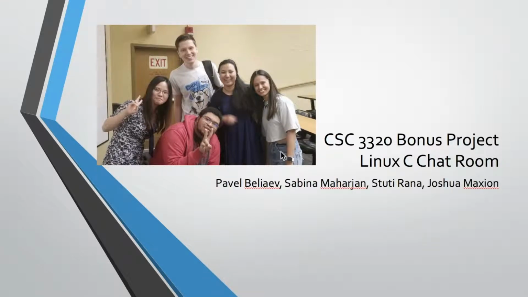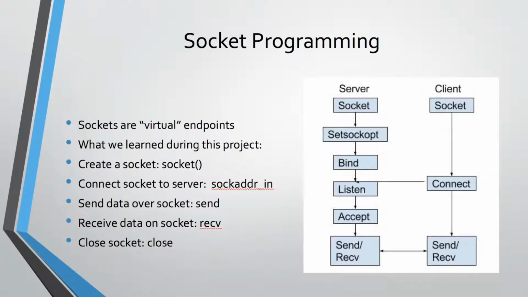I was in a group of 4 with Pavel, Sabina, and Joshua, and for our CSC 3320 bonus project, we implemented a simple version of chat room in C and Linux. In this project, we learned about socket programming, which is one way to implement a chat room to get two nodes in a network to communicate with one another. Sockets are virtual endpoints of network communications between two hosts over a network.